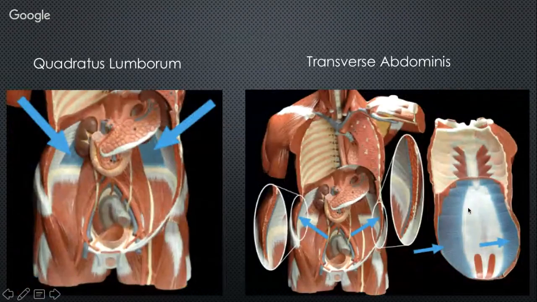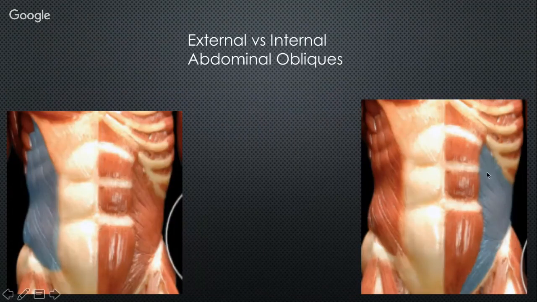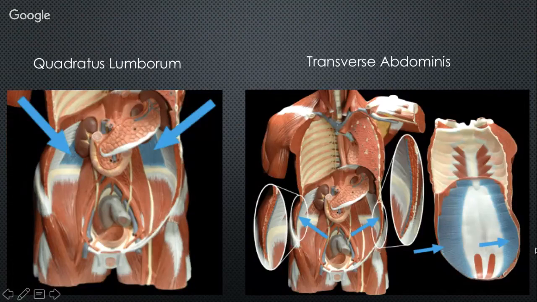A couple more you'll want to know in the trunk area, quadratus lumborum, that's when this front section, everything's removed. And then this one, transverse abdominis, is fairly easy to recognize. Just know that you can't see it from this view, but you can see it from this view. This is the transverse abdominis.